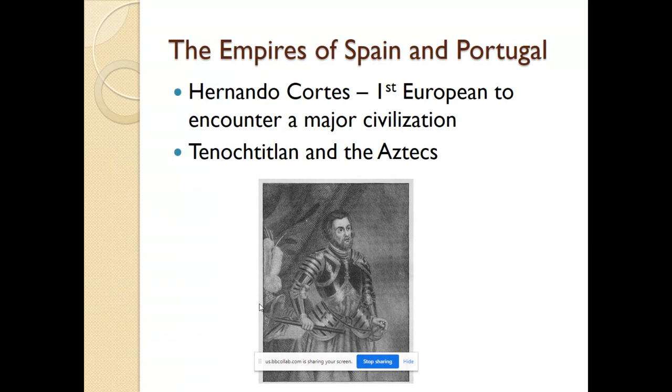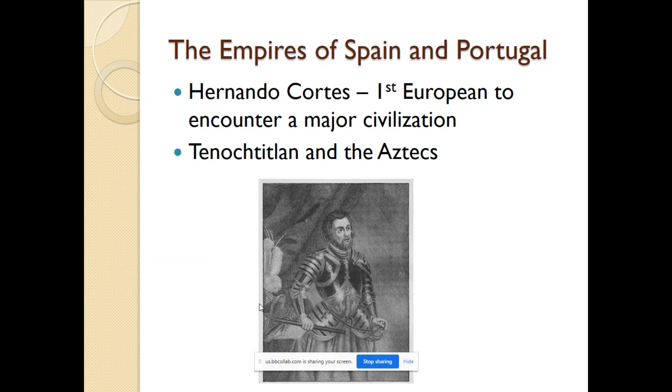It's obvious this is a major developed civilization, and Cortez is stunned because no one expected this in the New World. No one expected this level of organization. No one expected this level of wealth in the New World. He cannot believe what he's seeing. Tenochtitlan, this is the capital city of the Aztec people, or the Mexica people that live in modern day Mexico.